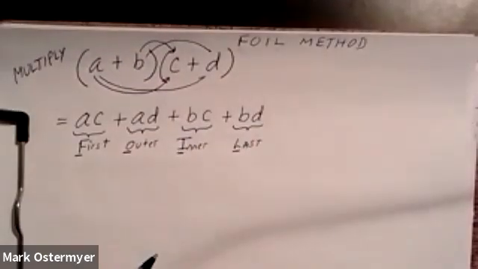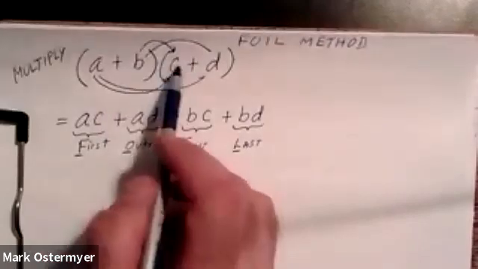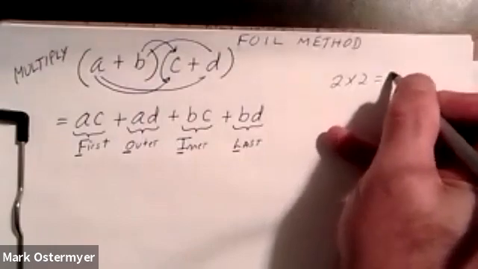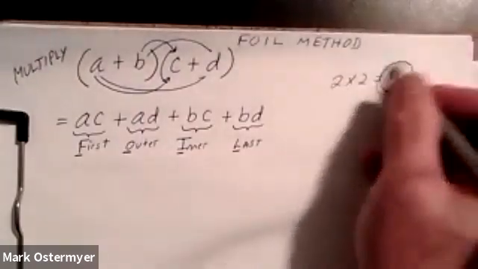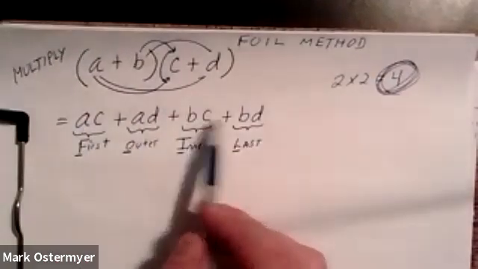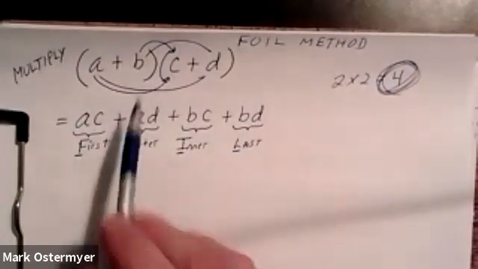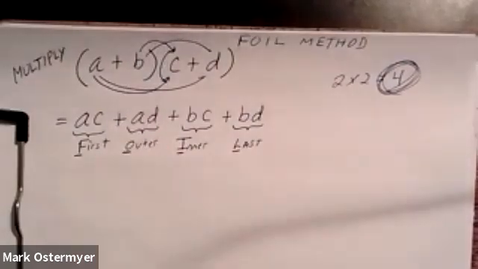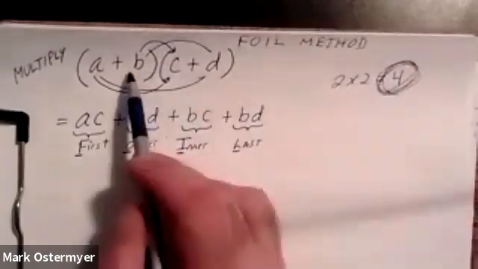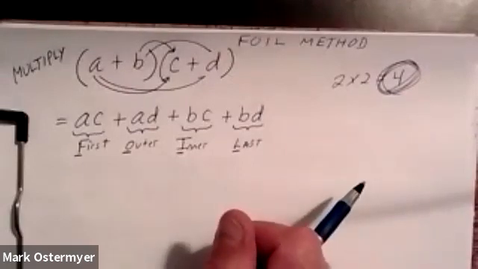Everybody see what we just did there? That's called the FOIL method. That's a very popular way to multiply two binomials together. Notice when you take a two-term polynomial and multiply it by a two-term polynomial, 2 times 2 means you get 4 products. 1, 2, 3, 4. You also see 4 arrows. So when you multiply a two-term polynomial by a two-term polynomial, you always get 4 products. 4 arrows will show in your diagram, or your paper.